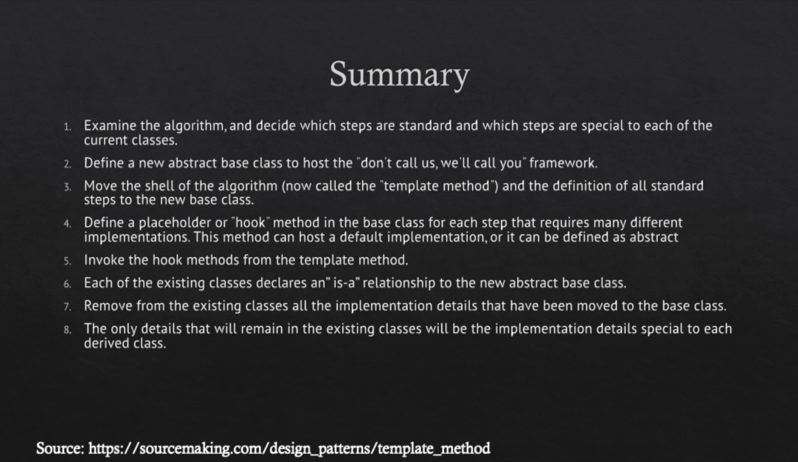We define a placeholder or hook method in the base class for each step that requires many different implementations. This method can host a default implementation or it can be declared as abstract. And then we invoke the hook methods from the template method. Each of the existing classes declares an is-a relationship to the new abstract base class. We remove from the existing classes all the implementation details that have been moved to the base class. The only details that will remain in the existing class will be the implementation details special to each derived class.